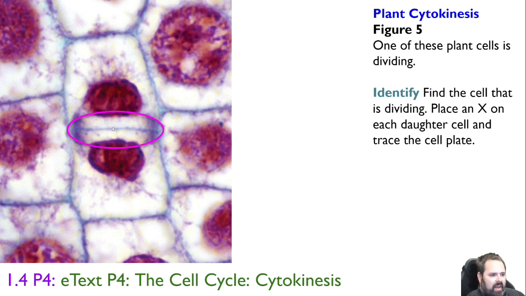If you've done that, it should look something like this. So we can see that cell plate here. We can see the 2 daughter cells. There's one here and one here. We can see that cell cycle going on here.